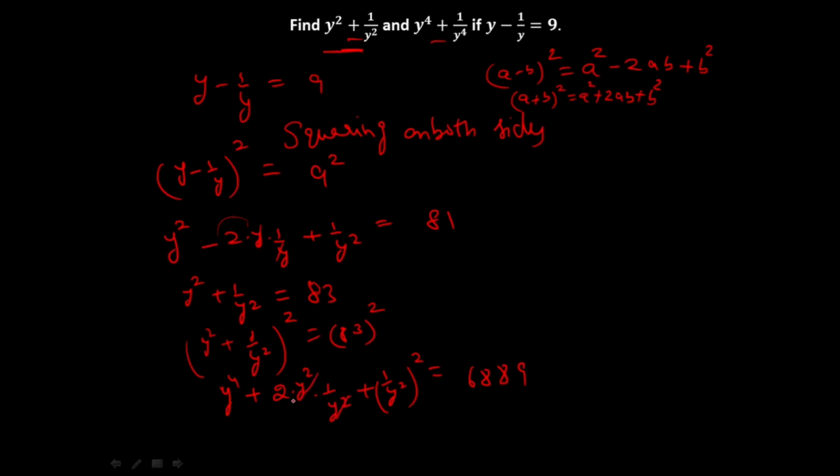We have plus 2 here. Take this value on that side. That becomes negative. So y power 4 plus 1 by y power 4, this plus 2 becomes negative 2. So the answer is 6887. The final answer. One answer is over here and the second answer is here.